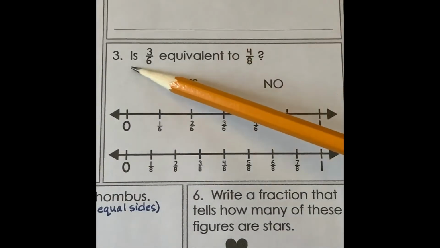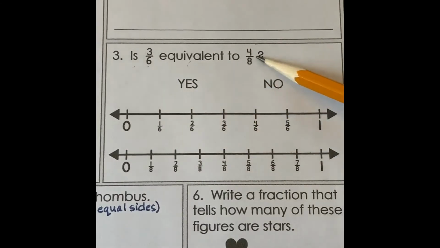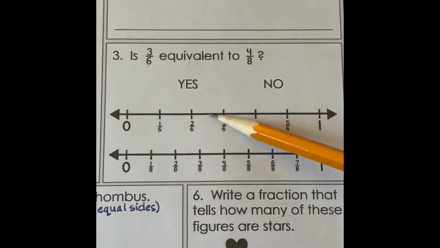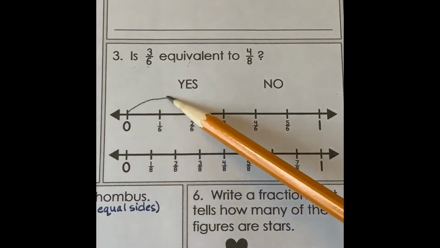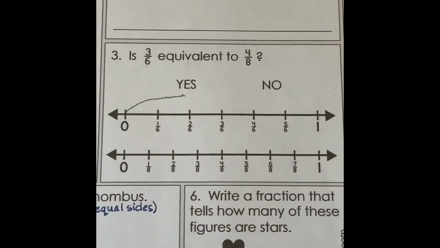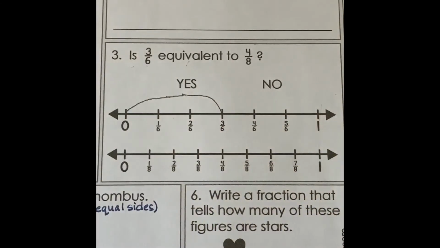Let's look at number 3. Is 3/6 equivalent, means equal, to 4/8? Yes or no? They give us these 2 number lines right here. Both go up to 1, so I know this is just one Twizzler. Let's look for 3/6 on the first one. We're broken into 6 equal pieces. Let's go to 3 of them. 1/6, 2/6, and 3/6. There we go.